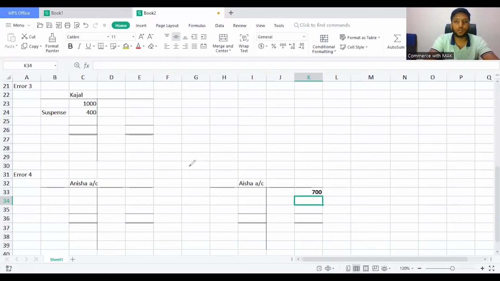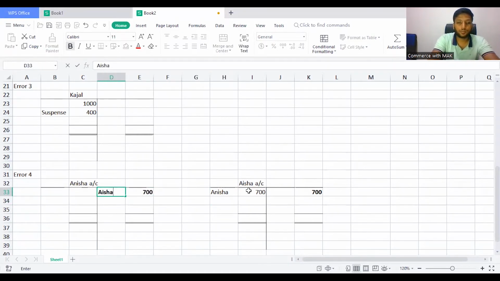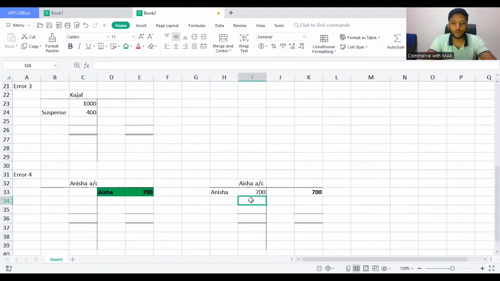So I should remove this 700. How do I remove it? I will write it on the opposite side saying 700 Anisha, and then on the Anisha side I will write 700 saying Aisha. So this is the double entry. The corrected entries I'm going to make in green color. So this is not actually an entry which is related to suspense account, because you have the credit and the debit transactions properly in this account. So you need to understand that when you are having some sort of name problem, then it should be a trial balance commission. Omissions means you are completely forgetting.